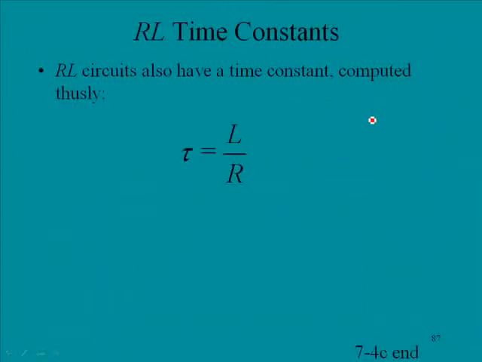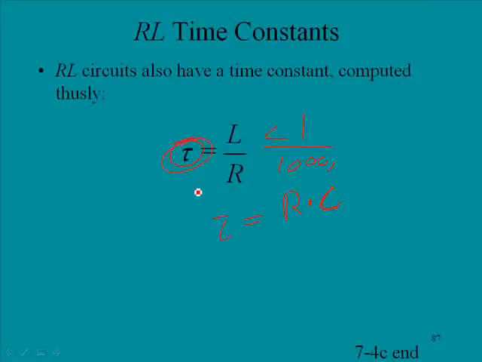Okay, RL time constants, we're not going to spend any time with these, but I'm just going to mention them. The RL circuits also have a time constant computed thusly: tau equals L divided by R. In our RC, it was R times C. The tau here will probably be a pretty small value, because inductance is typically a value less than 1, and our resistance is, if it's 1,000 or 1,000,000 or whatever, we're going to find that the time constant here will be very short.